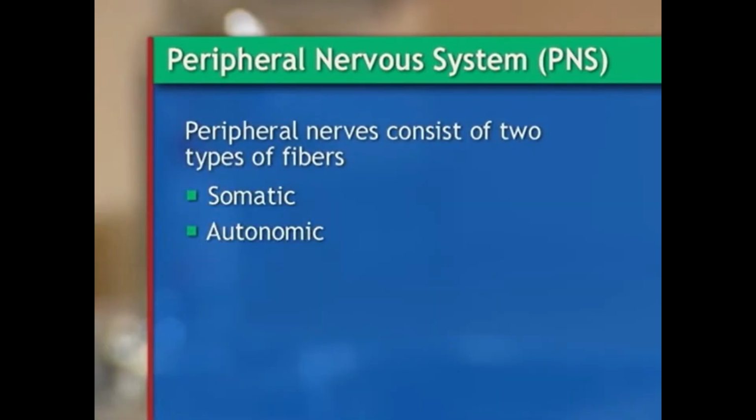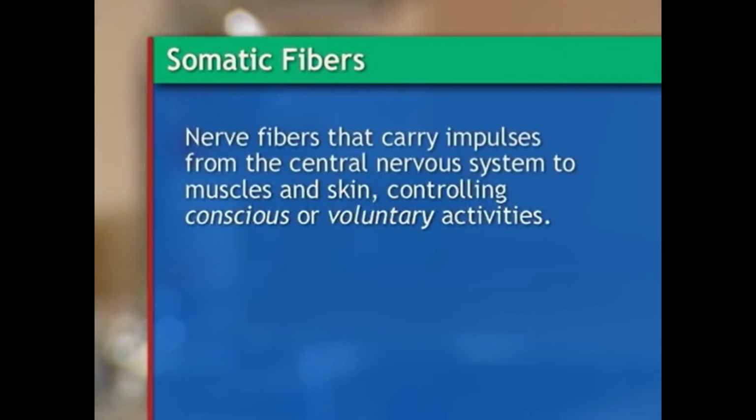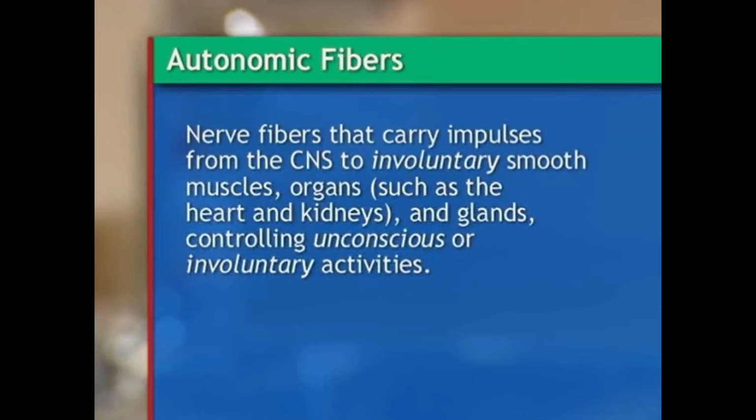Peripheral nerves consist of two types of fibers, somatic and autonomic. Somatic fibers, nerve fibers that carry impulses from the central nervous system to muscles and skin, controlling conscious or voluntary activities. Autonomic fibers, nerve fibers that carry impulses from the central nervous system to the involuntary smooth muscles, organs such as the heart and kidneys, and glands, controlling unconscious or involuntary activities.